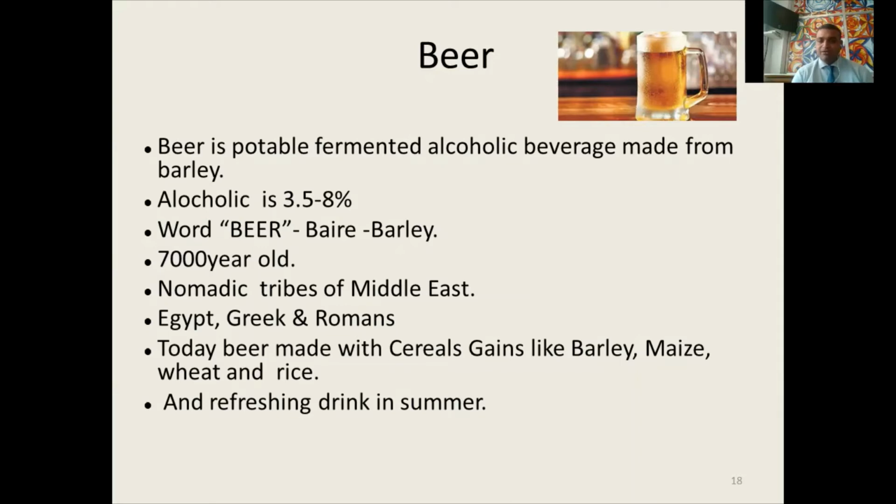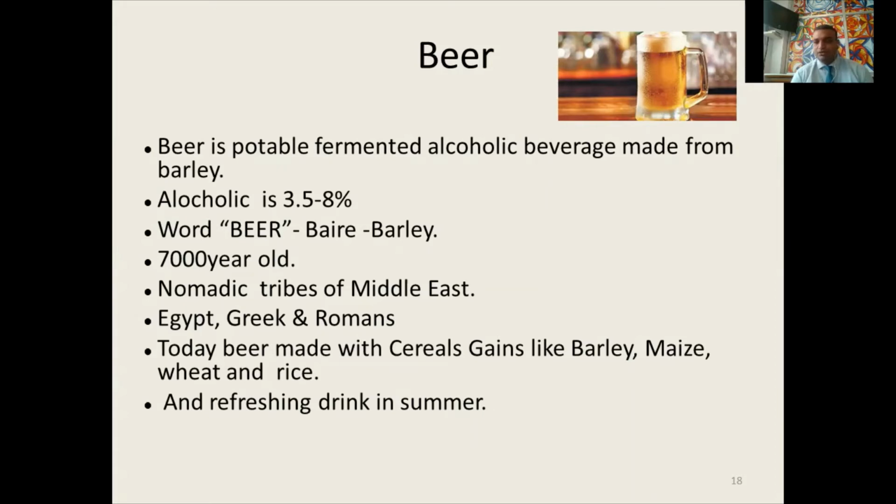You might see less than 3.5% also, but as per the general standard, it should be 3.5% to 8%. How did the word beer come into existence? The word was taken from barley. This barley they called beer, and later on it was converted into beer. That's how the beer name came into existence, and now at present we call it beer.